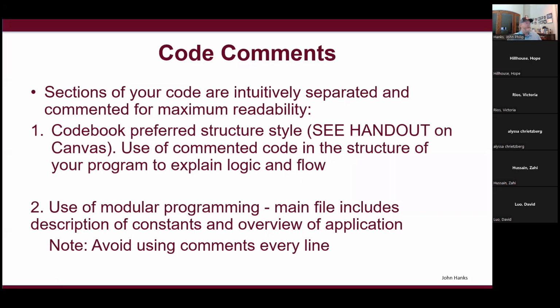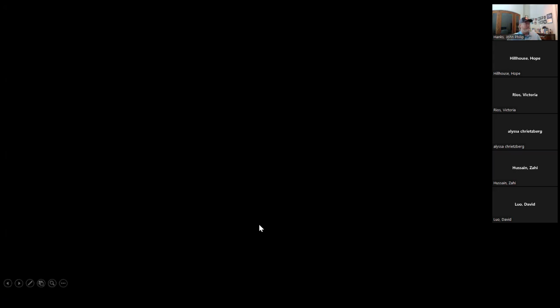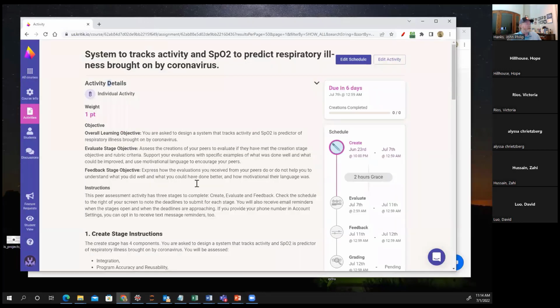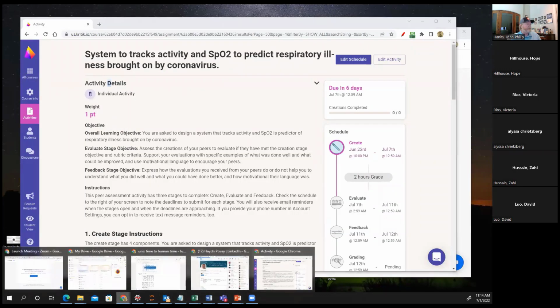And so you will be graded on how good your comments are and how modular the code is. Avoid using comments on every line. You can over comment, which is distracting, right? And I'll stop there and then I'll show you a couple of things here.